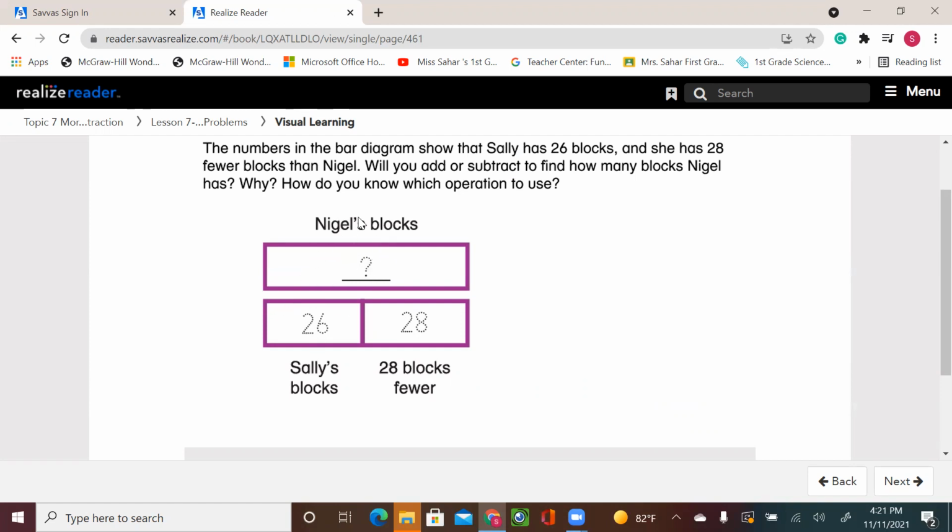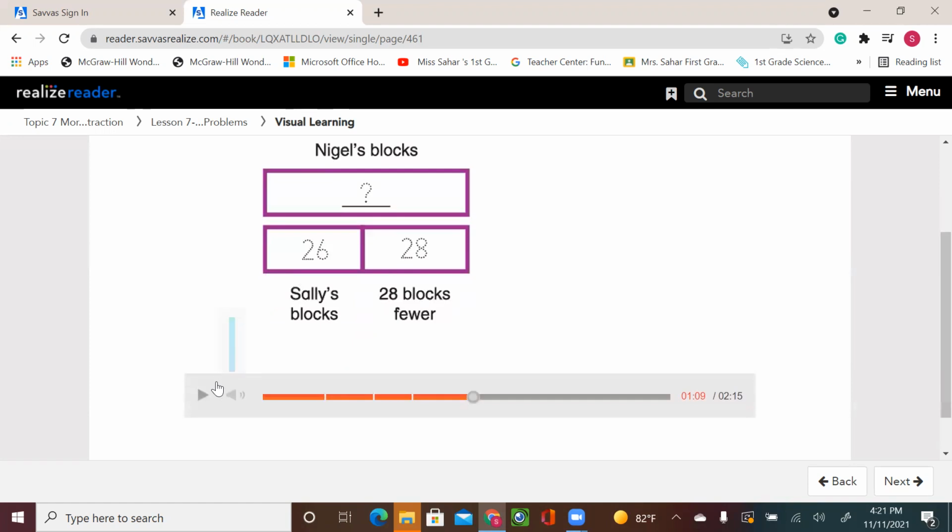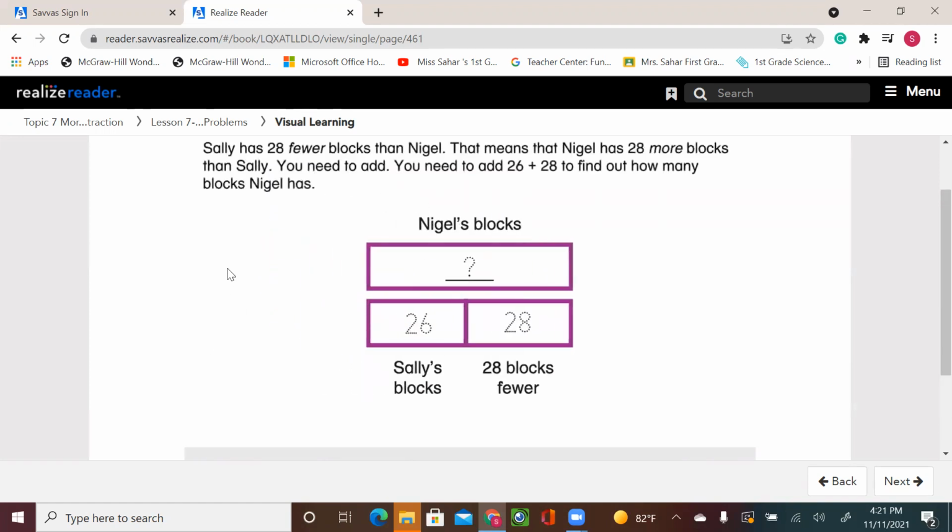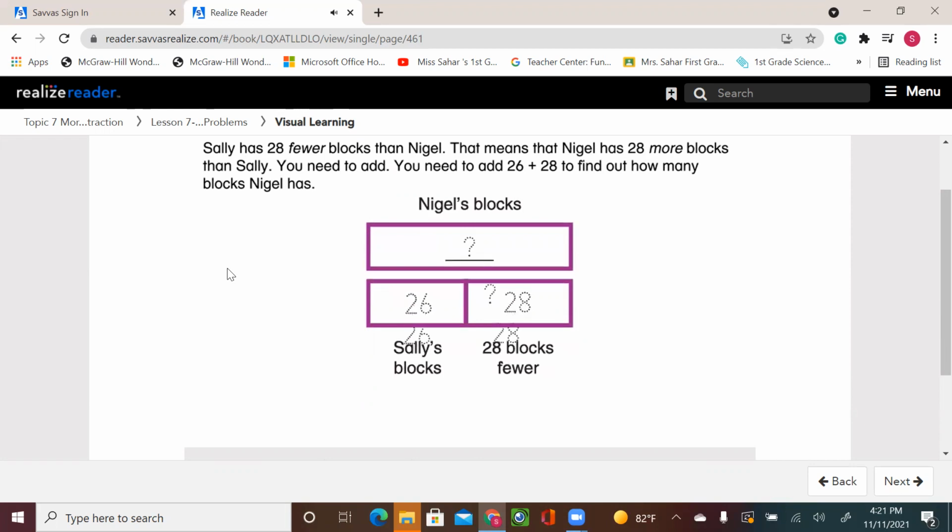Because I need to find out what Nigel has. Sally has 28 fewer blocks than Nigel. That means that Nigel has 28 more blocks than Sally. You need to add. You need to add 26 plus 28 to find out how many blocks Nigel has.